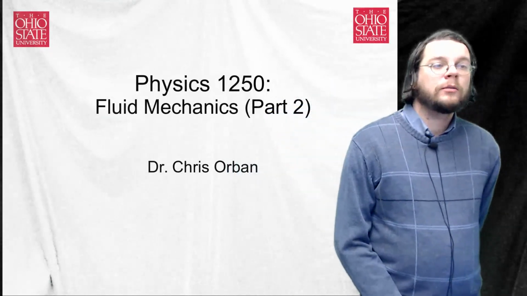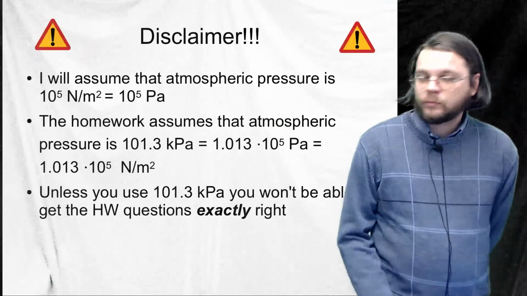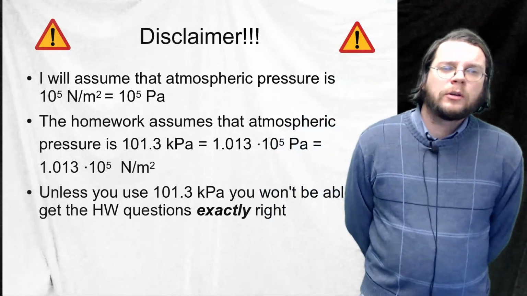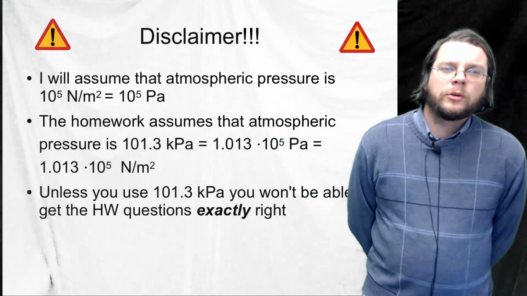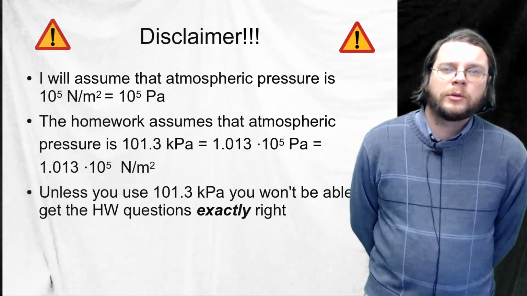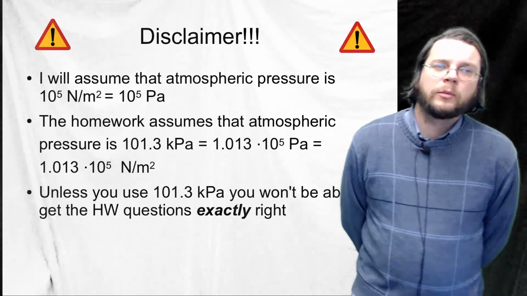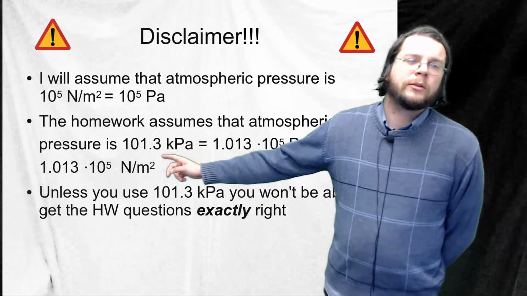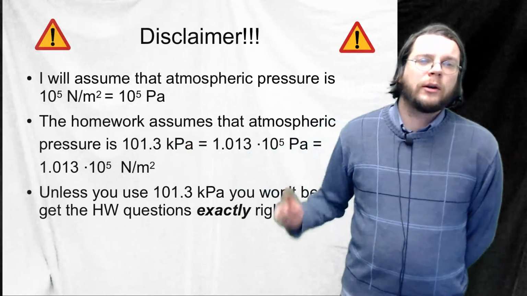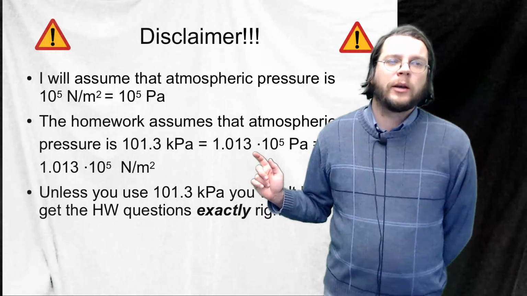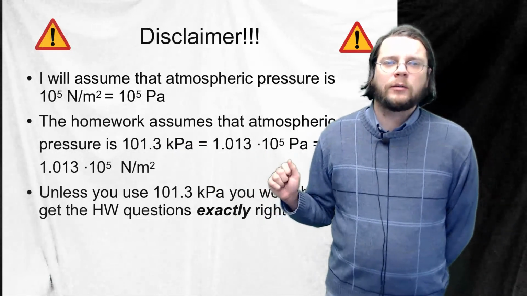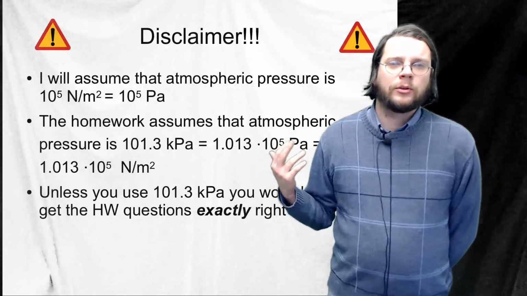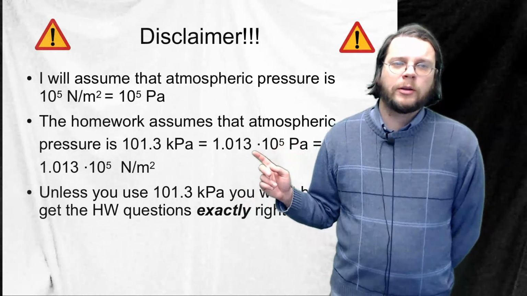Before I get too far with this, the first thing I want to do is note that the following is true of the Serway and Jewett homework. So this may not necessarily be true for the OpenStax homework, but Serway and Jewett assumes that atmospheric pressure is 101.3 kilopascals, so very close to 10 to the fifth pascals, but just a little bit extra. Because they want to make sure that you get it exactly right, they're looking for you to get it within a few percent. This conceivably could throw you off just enough.